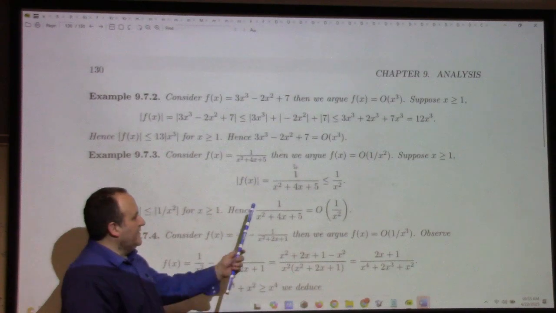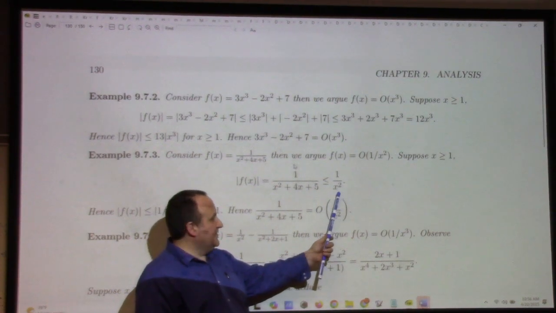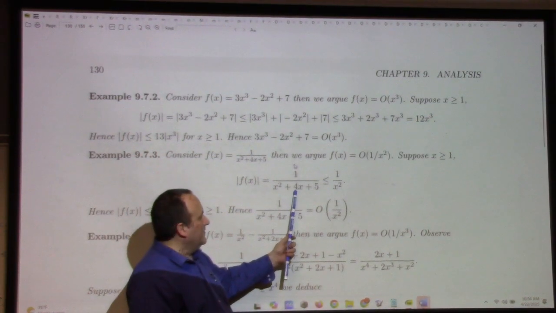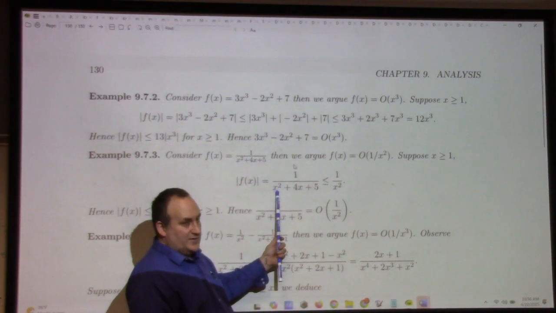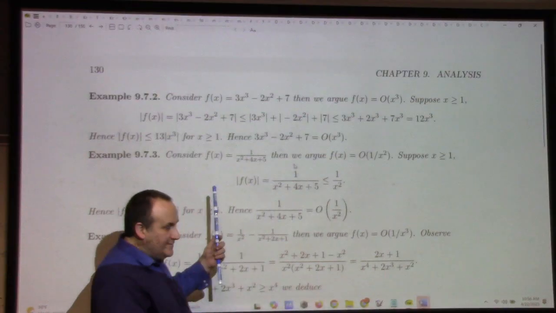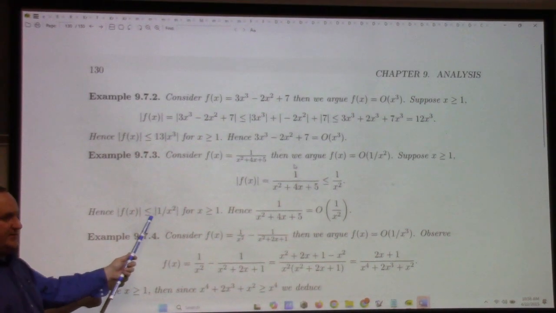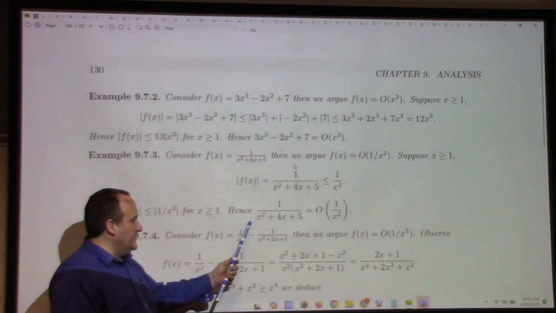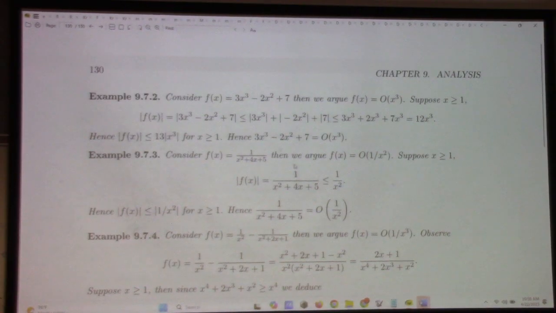So here I've gone from a larger denominator to a smaller denominator because x is greater than or equal to 1, right? So I'm no longer adding this positive term. I'm just looking at the smaller term x squared. And that's why we have this bound. And as such, the absolute value of f of x is less than or equal to the absolute value of 1 over x squared, which shows you that this is order 1 over x squared. All right.